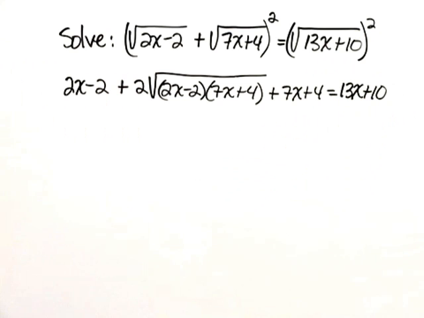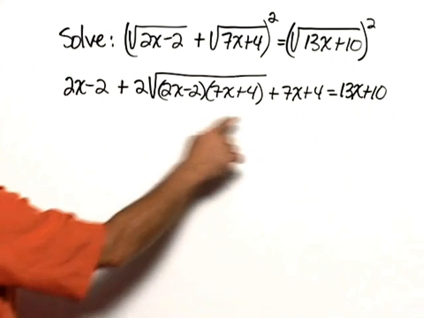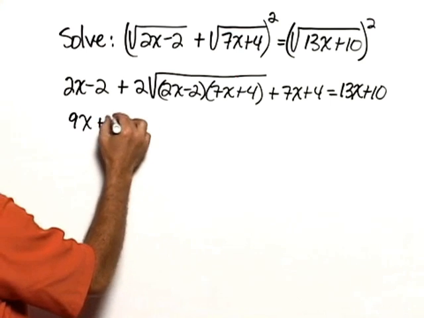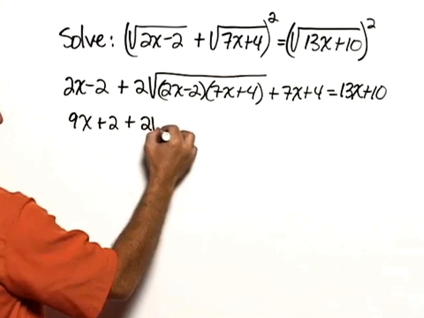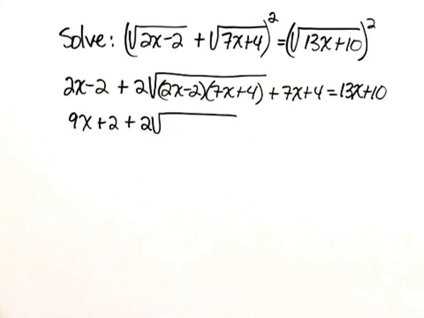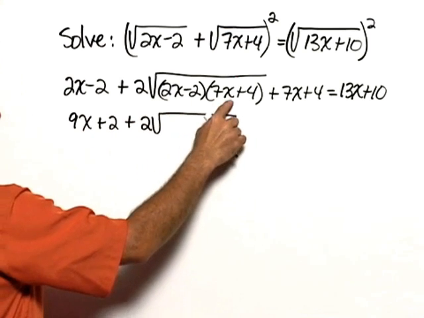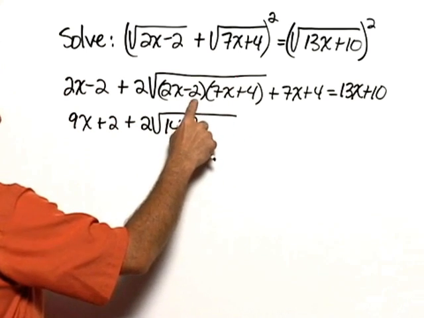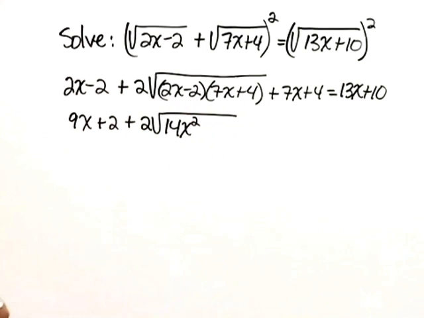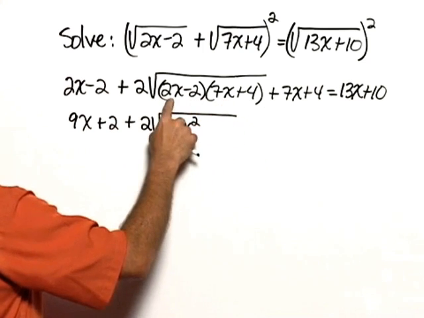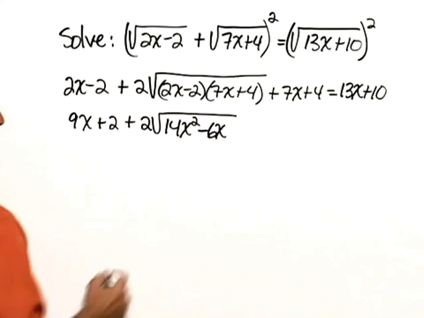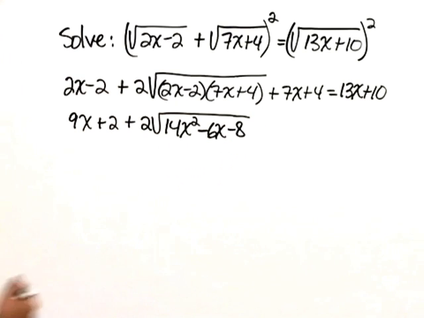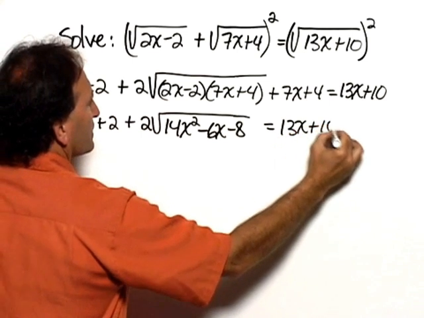So simplifying the left-hand side, 2x plus 7x is 9x, minus 2 plus 4 is plus 2. Then we have plus 2 times the square root of, let's expand out this binomial times binomial. 2x times 7x is 14x squared. The inner term is negative 14x. The outer term is positive 8x. So negative 14x plus 8x gives us negative 6x. And then negative 2 times 4 is minus 8. And that's all underneath the radical.